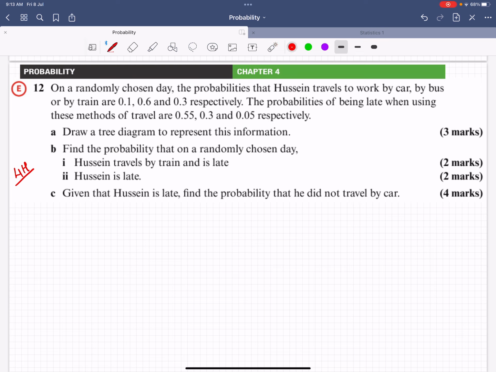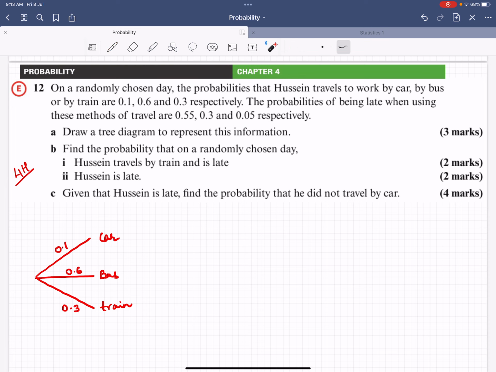So, first of all, the three modes of transport are car, bus and train. So let's start by drawing a tree diagram with the three modes of transport: car, bus and train. So the probability that Hussein travels by car is 0.1, and the probability that he travels by bus is 0.6, and the probability that he travels by train is 0.3.